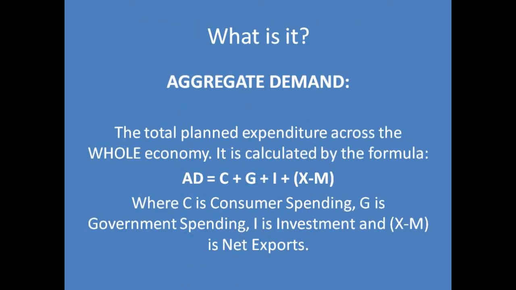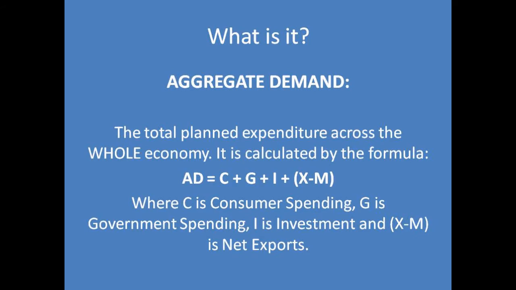Aggregate demand. It is the total planned expenditure across the whole economy, because in macroeconomics, we like to focus on absolutely everything. It is calculated with the formula consumer spending plus government spending plus investment plus net exports. Now thankfully you don't actually have to use this formula too much. It's mainly a multiple choice question like what does C stand for?